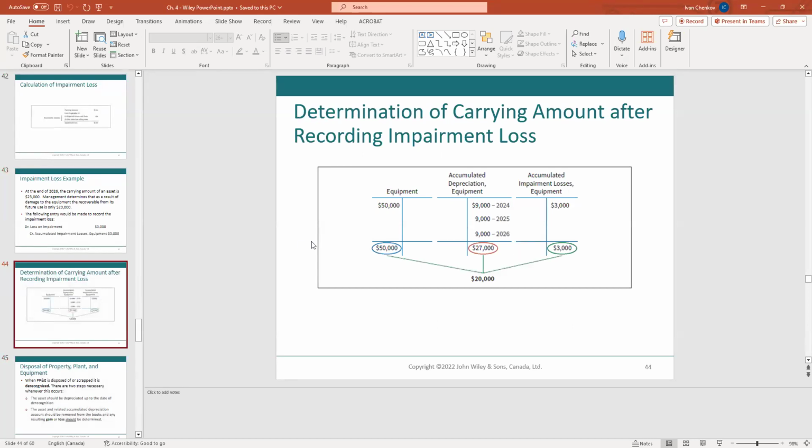So what are you going to have? You're going to have now the equipment value, 50,000, less accumulated depreciation, 27. Now we're at 23, and less impairment loss on the equipment, 3,000. It's going to bring the asset value to 20,000.